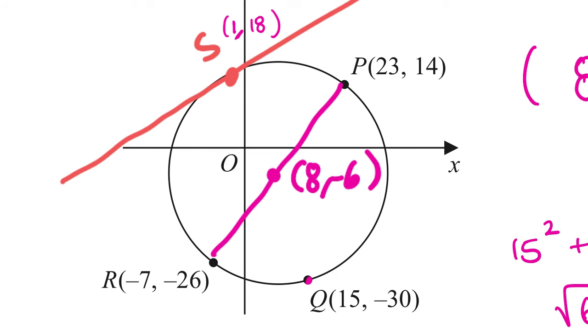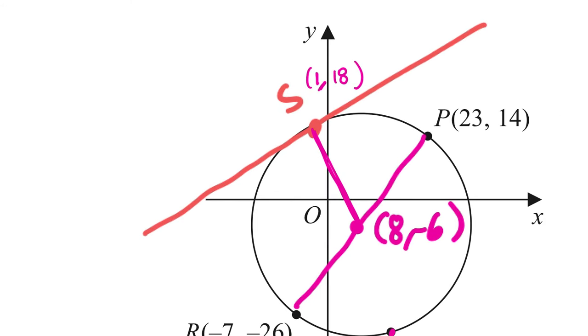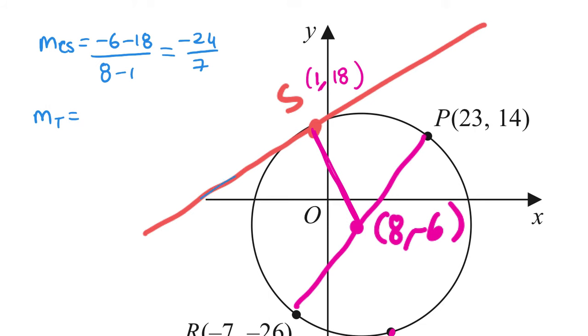So then, what do I need now? I need the gradient of this, and then I'm going to find the negative reciprocal. The gradient of the radius, technically, between the centre and S, is going to be minus 6 minus 18 over 8 minus 1. What's minus 6 minus 18? Minus 24 over 7. Is that right? So what's then the tangent? Remember, I need to do the negative reciprocal. So what am I going to get? 7 over 24, because it's going to make 90 degrees.